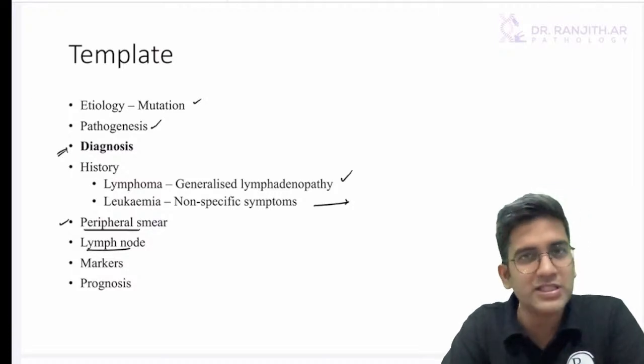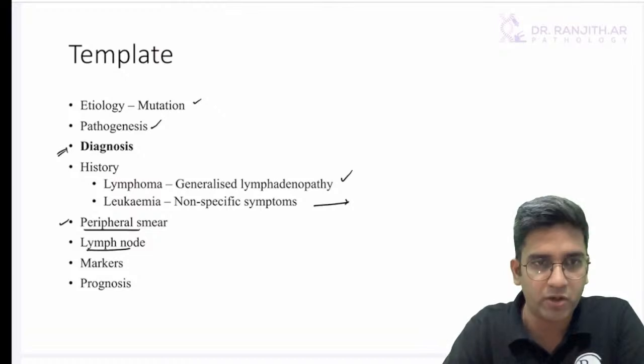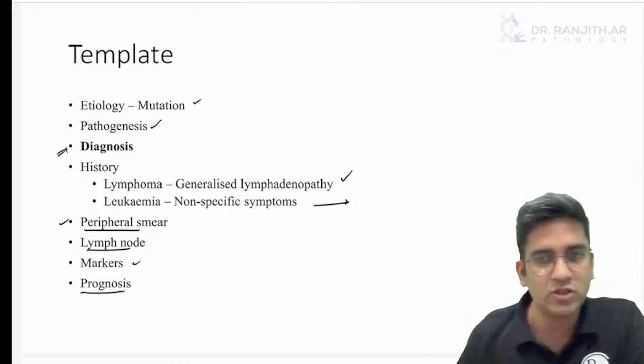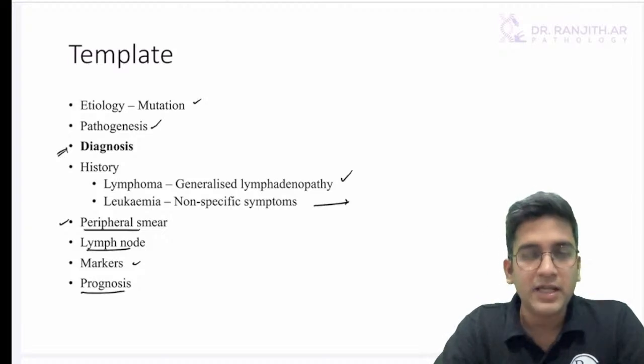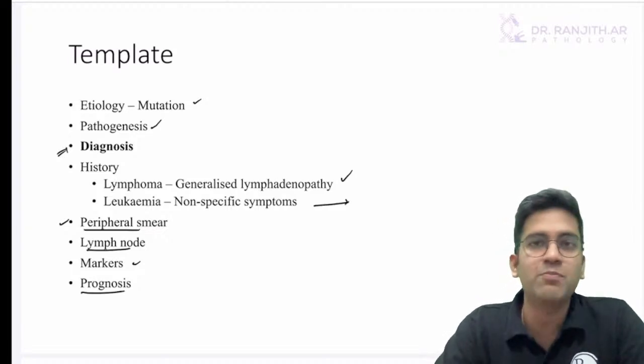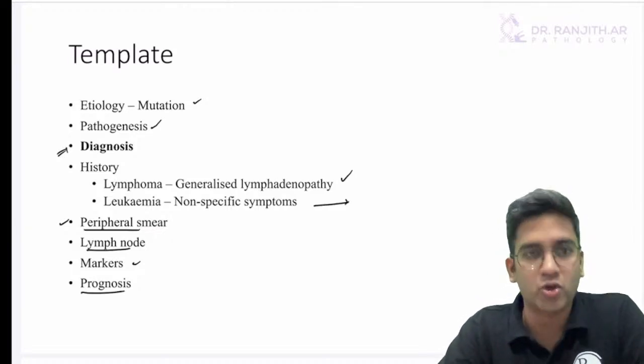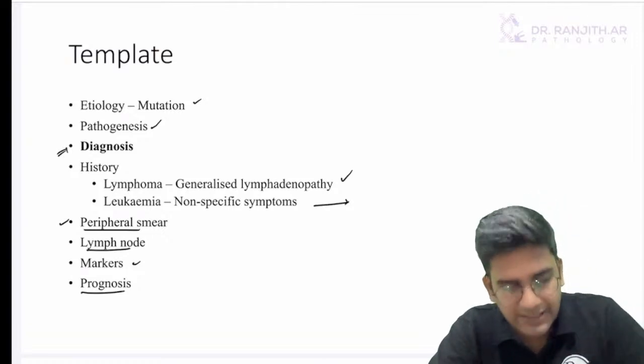If it's leukemia, obviously lymph node is not important. Peripheral smear is more important, right? And you go with markers. And last but not the least, prognosis or complication, if any, fine. So this will be the template. Again, headings are very important when you write an essay question or a short note answer, whatever it is, fine. So stick to these headings.